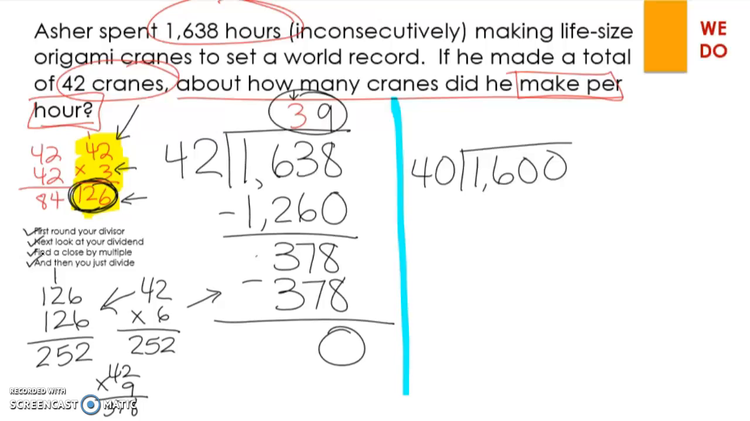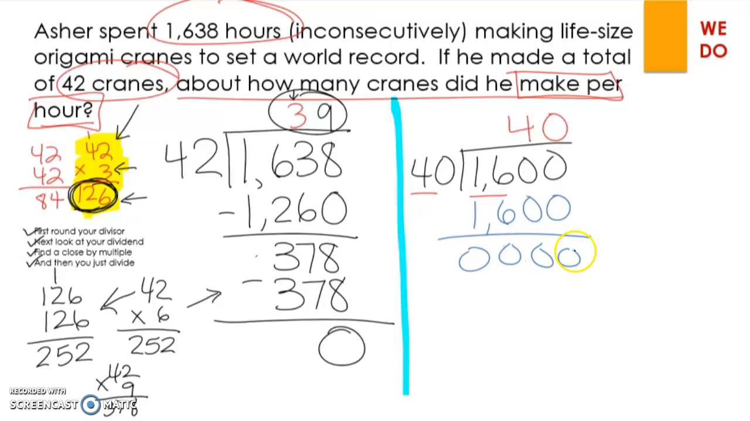Well, how many times do we think that 40 goes into 1,600? Well, let's look at the 4 and the 6. We think that it probably goes in about 40 times. What is 40 times 40? 1,600. And we have to ask ourselves, is 40 close to 39? Yes, it is. So we can conclude that our estimate is correct.